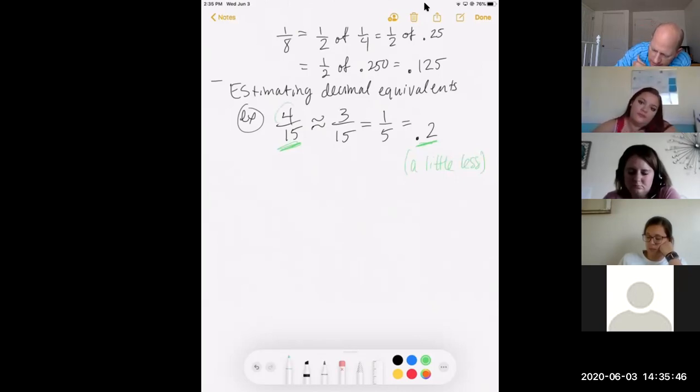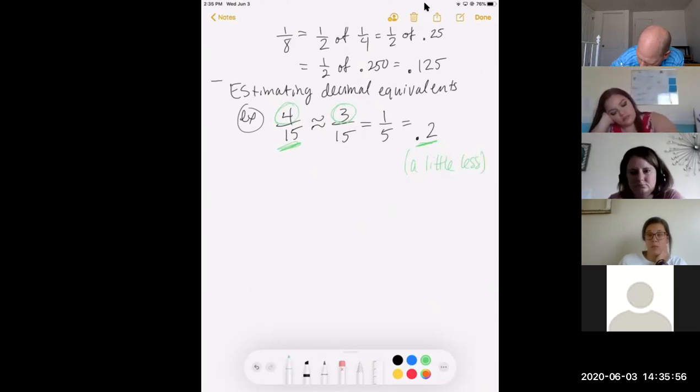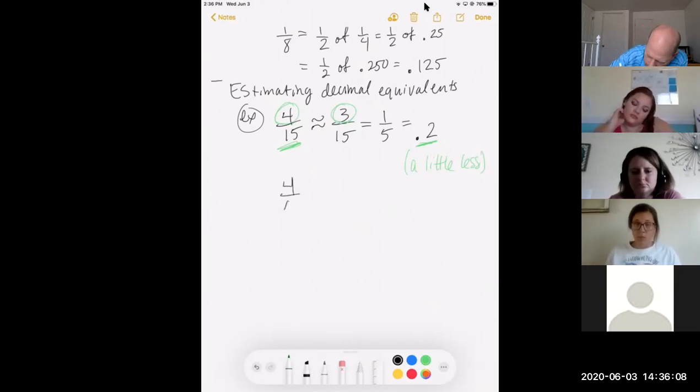Because notice that I had 4/15. Now I have 3/15. So 0.2 is exactly 3/15. So this is a little bit of a lower estimate for 4/15. So it's actually 1/15 less. So we're going to go up a little bit by about 0.06. So we're going to do that. 4/15 is approximately equal to 0.26, let's say.